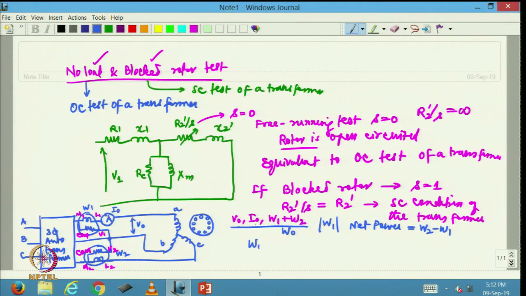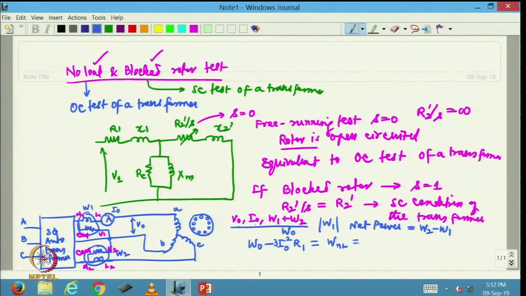So, I have to write W0 minus I0 per phase, the whole square, multiplied by R1. R1 is the per phase resistance of the stator, multiplied by 3. This will give me the total copper losses incurred by the stator. So, this is going to be equal to, let us say, some W no load. This is the no load loss of the induction motor.